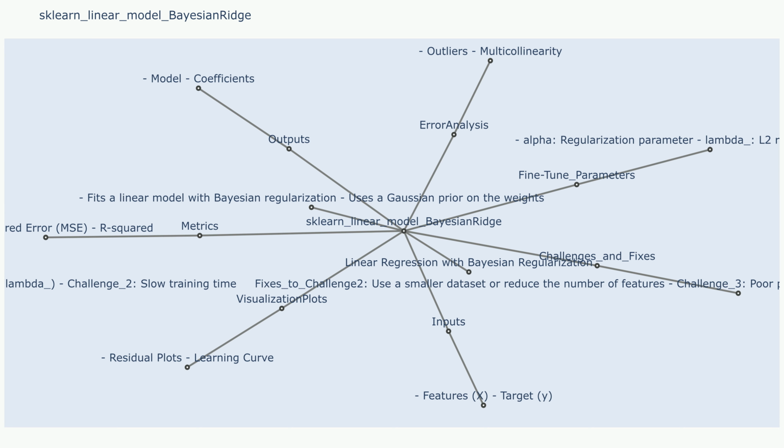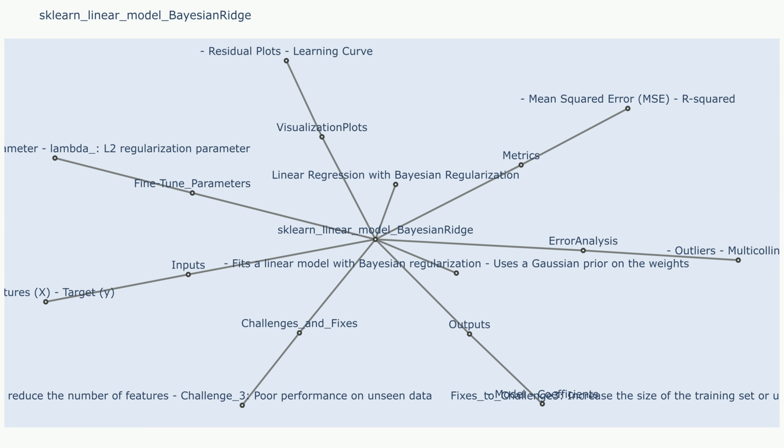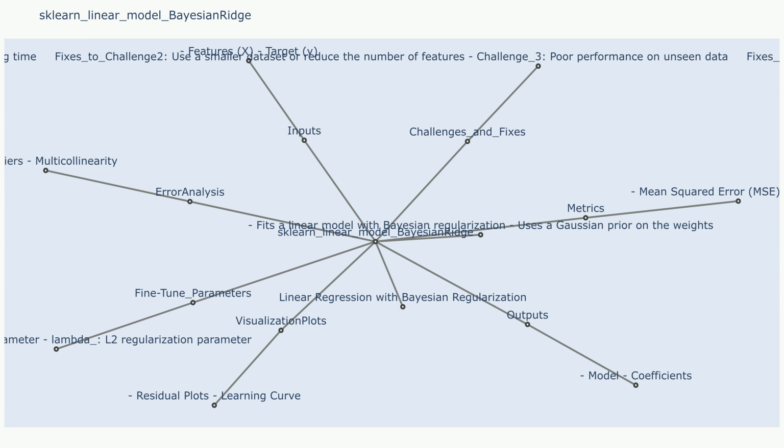Posterior distribution. The model provides the posterior distribution of the coefficients, allowing for the estimation of uncertainty in the predictions. Credible intervals. Confidence intervals based on the posterior distribution, indicating the range of values for the predictions with a certain probability. Challenges and fixes. Challenge 1.